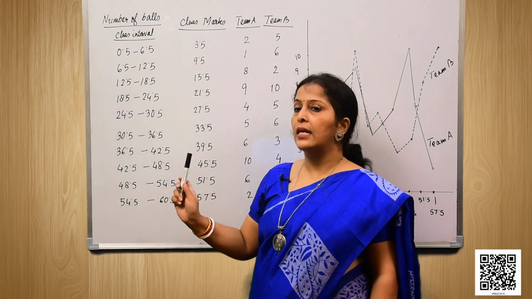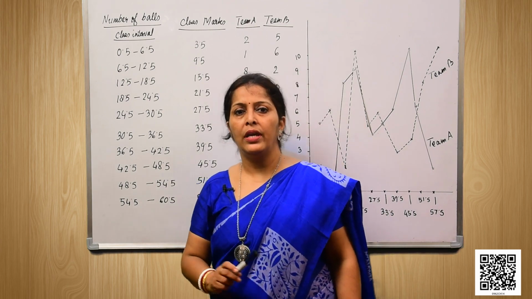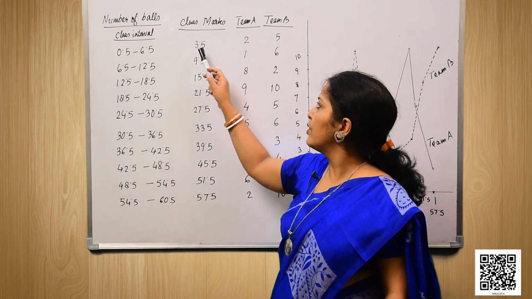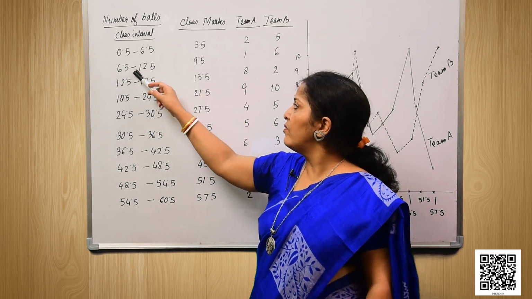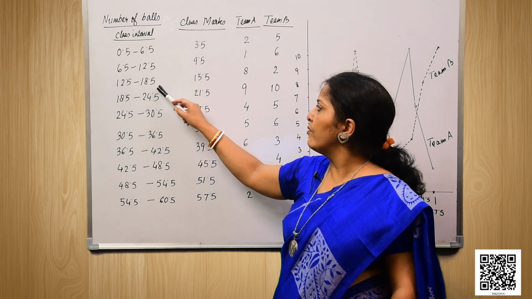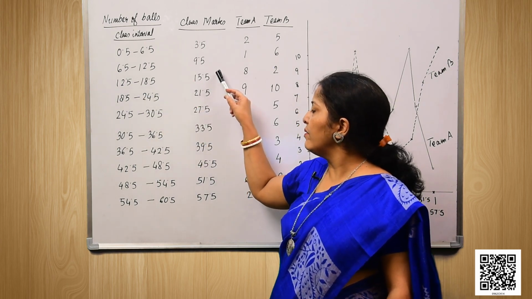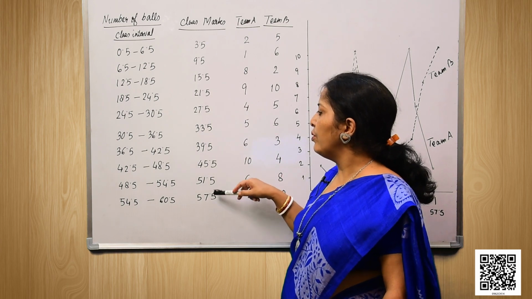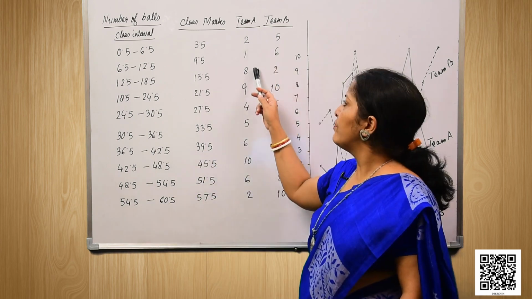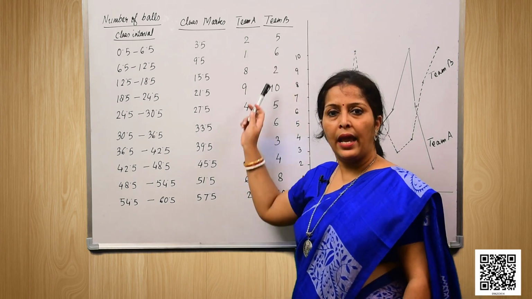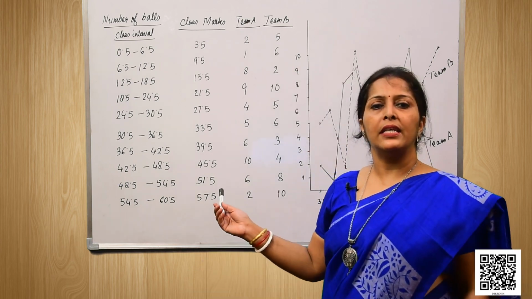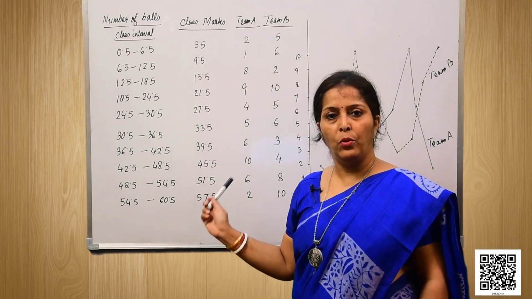According to this, the class mark, that is the middle value, in between them is 3.5. The class mark for the next is 9.5 and for 12.5 to 18.5 we have 15.5 and so on. We do the same for all the class intervals. Then we have the frequencies for team A and team B, which are already given in the question. Now let us see the frequency polygon of both the teams.